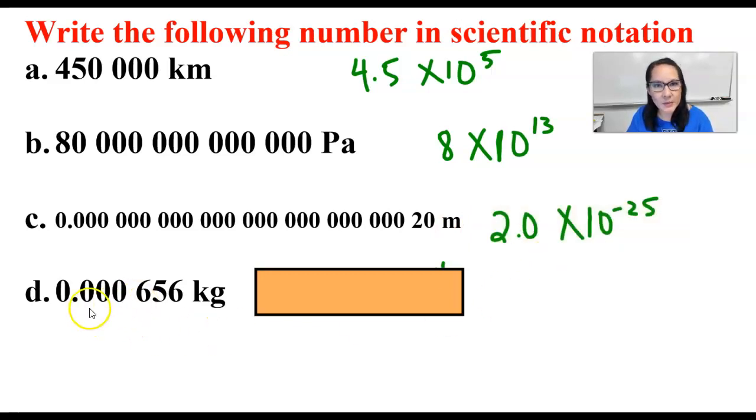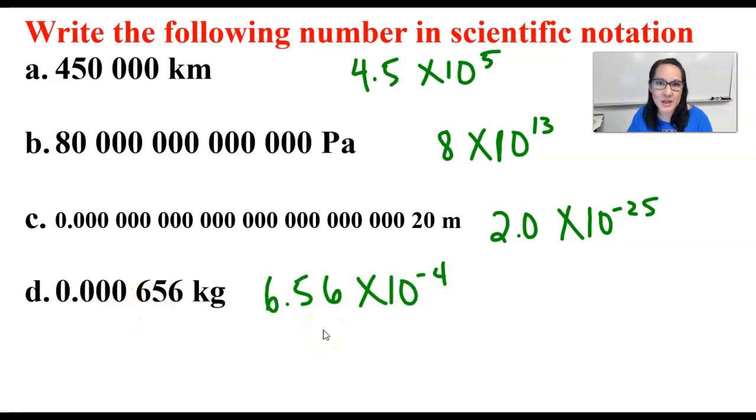And then finally, this number is less than 1. It's smaller, so we're going to have a negative exponent. I'm going to move my decimal to be right after the first non-zero number, which is going to be here. We're going to have a coefficient of 6.56 times 10 to the negative, and I have to move the decimal 1, 2, 3, 4 spaces to get there. So 6.56 times 10 to the negative 4.